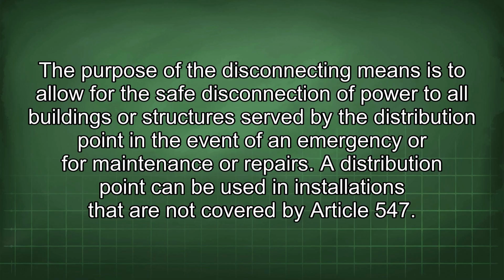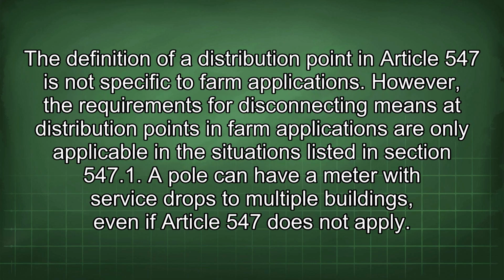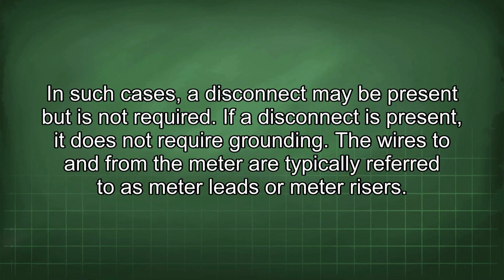A distribution point can be used in installations that are not covered by Article 547. The definition of a distribution point in Article 547 is not specific to farm applications. However, the requirements for disconnecting means at distribution points in farm applications are only applicable in the situations listed in section 547.1. A pole can have a meter with service drops to multiple buildings, even if Article 547 does not apply. In such cases, a disconnect may be present but is not required.